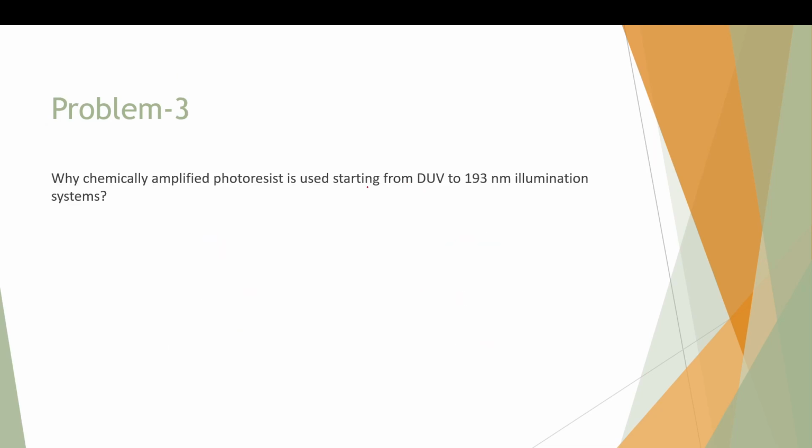Okay. Why is chemically amplified photoresist used starting from deep UV to 193 nanometer illumination systems? So these are basically low wavelength illumination systems. So they are asking why these low wavelength systems need chemically amplified photoresists. So first of all, why do we go for these smaller wavelengths? Lower wavelengths means better resolution, right?